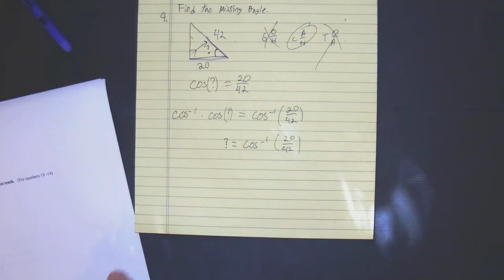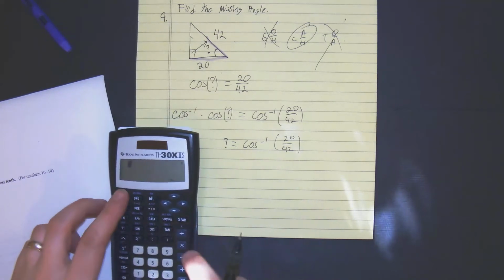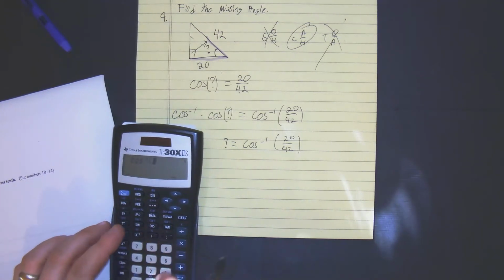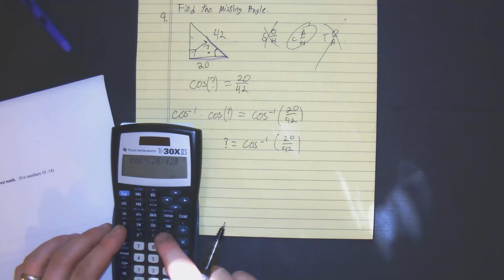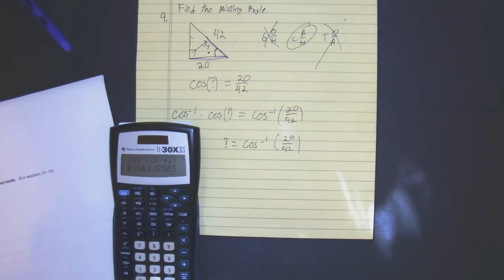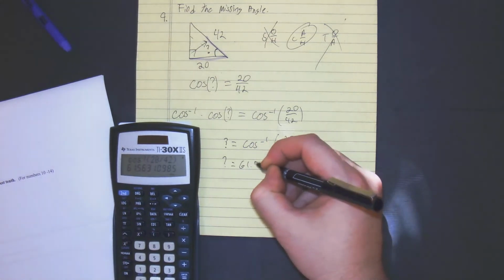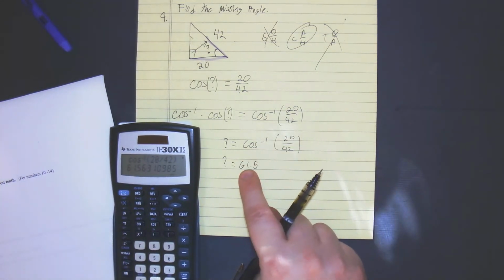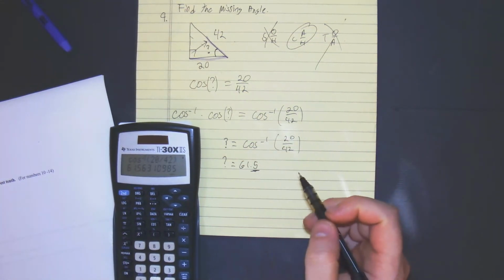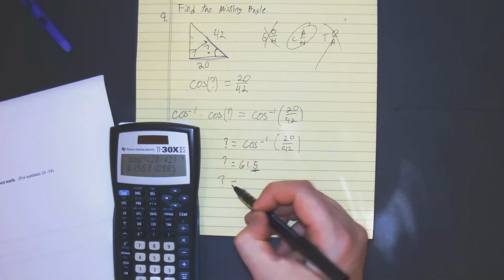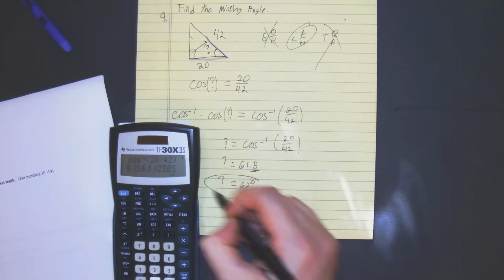From here, all you have to do on your calculator is second cosine, 20 divided by 42, and you get 61.5. We'll round to the nearest degree. The 5 will round it up since it's in the realm of rounding, so we get 62 degrees.